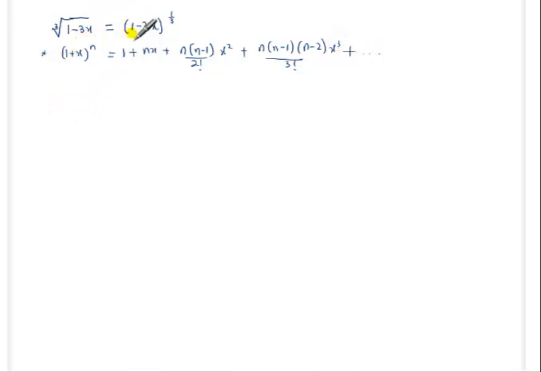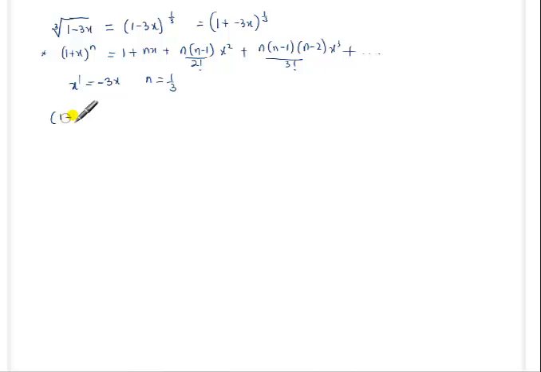By comparison to this, 1 is the same as 1, but here our x should be equal to minus 3x. Now remember, a negative, this means we have 1 plus a negative 3x all to the power 1 on 3. So take note of this. So the whole of our x is negative 3x. Our n in this case is 1 on 3. So let's do the substitution.